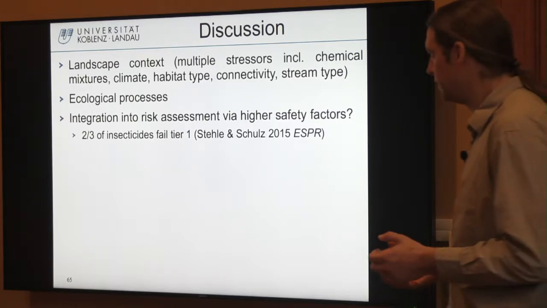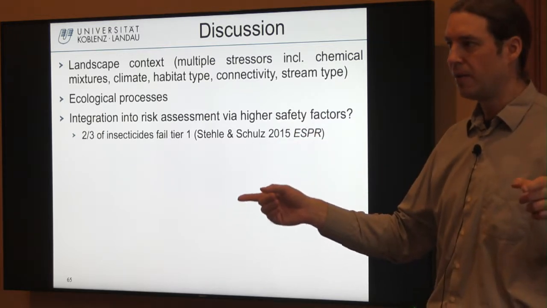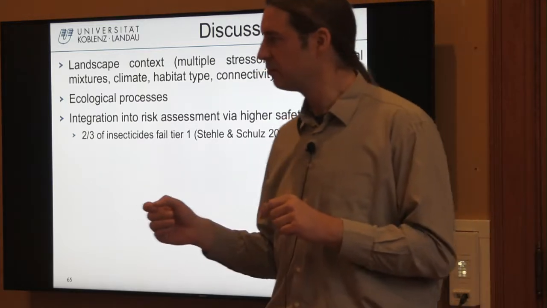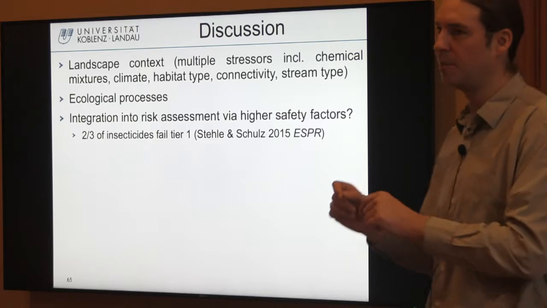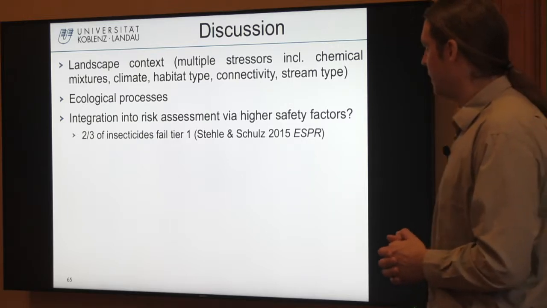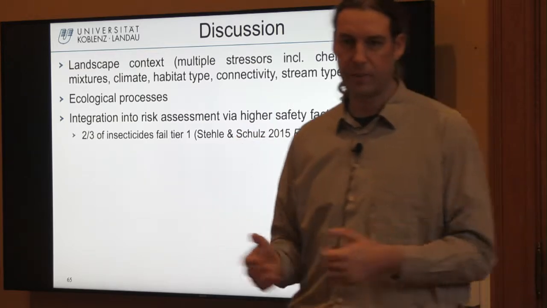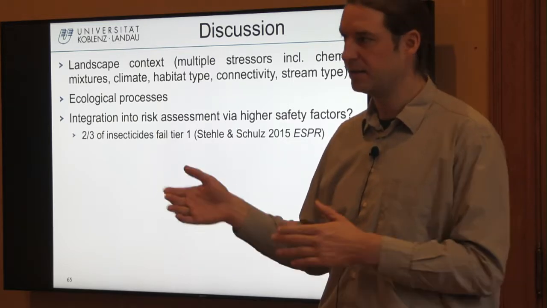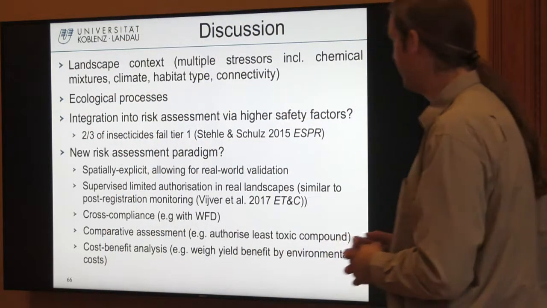two-thirds would fail tier one. They could not be authorized on a tier one. And if you think about the chemical authorization system, that's based on an unless clause. The unless clause says it should not be authorized unless you can show with more complex systems that it's safe. That's the philosophy of the system. So adding stronger safety factors would just mean that all of these compounds need to be legislated via the unless clause, but somehow they are legislated in the end nevertheless, or authorized nevertheless. So it's probably not particularly helpful.